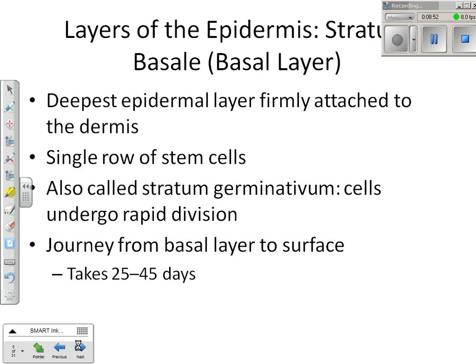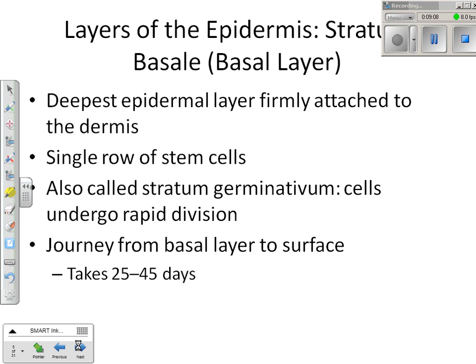So you'll want to be able to tell me those layers going from deep to superficial or superficial to deep, and the components of those layers. What do you find in those layers and what's going on? So make sure you know those layers, where you find them, and what's going on in each layer.